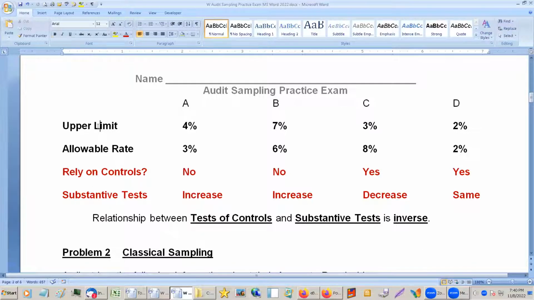So the upper limit is how bad things can get, and the allowable rate is how much you will allow for without altering anything. Okay, so we didn't finish either one of those. So we're going to stop here. We'll finish it up next time.